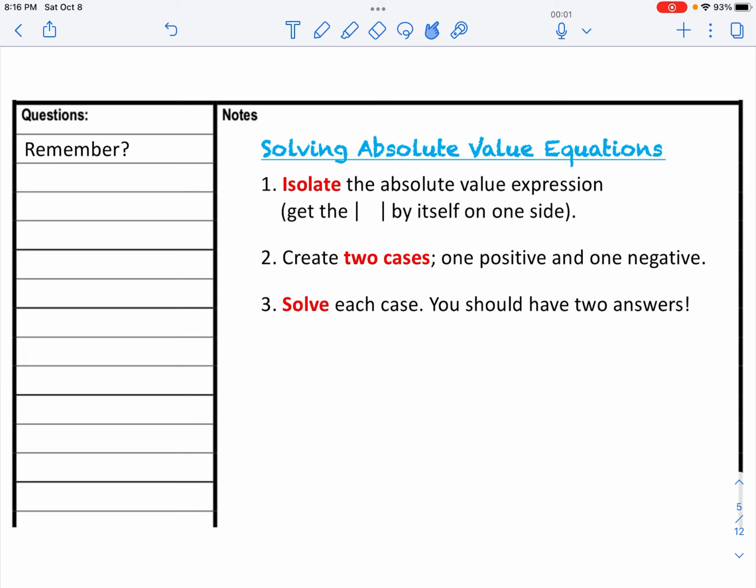Okay, so when we did solving absolute value equations in our last unit, we really said, okay, let's get the absolute value expression by itself. In other words, get the absolute value bars by themselves. Then we created 2 cases. One was positive, one was negative. And then we just solved both of those cases, and we had 2 answers.